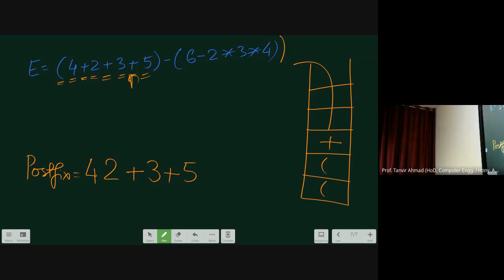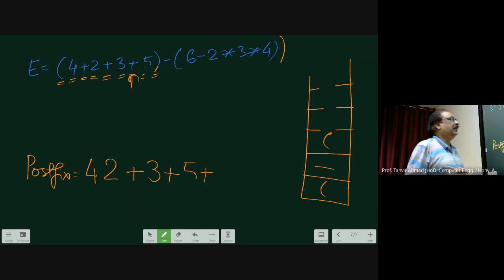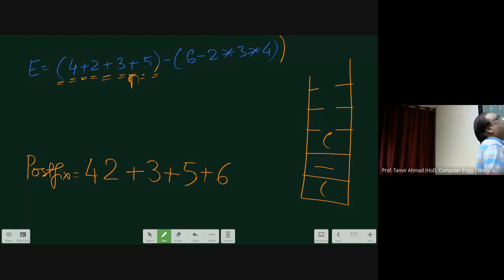Then I get a right bracket. You pop this 5 out. So this 5 comes here. And just discard this also. Then I get a minus sign. I push the minus over. Then I get a left bracket. I again put a left bracket. Then I get a 6. I put 6 over there. Then I get a minus sign. I will put a minus sign over.